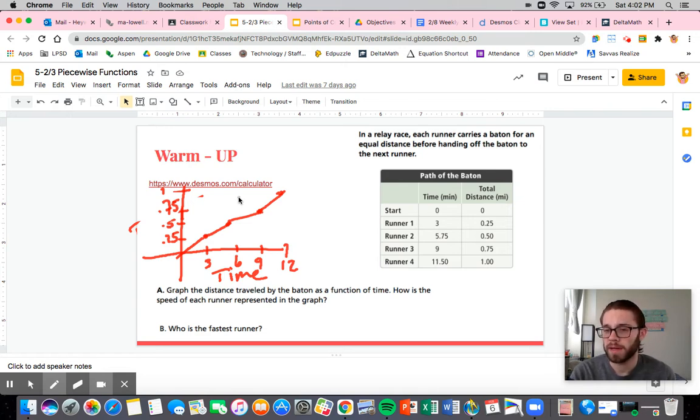So how would we figure out who the fastest runner is? Well, we would have to divide the time. Speed is distance divided by time. They're all going the same distance, so whoever's lasting the longest is slowest. This one goes from 0 to 3, so that takes 3 minutes. This one goes from 3 to 5.75, so that's 2.75 minutes. This one goes from 5.75 to 9, so that's 3.25. This one would go 2.5. So this one would be the fastest, runner 4. But that's what we're going to look at today.